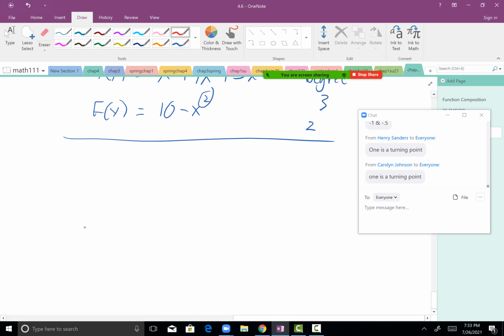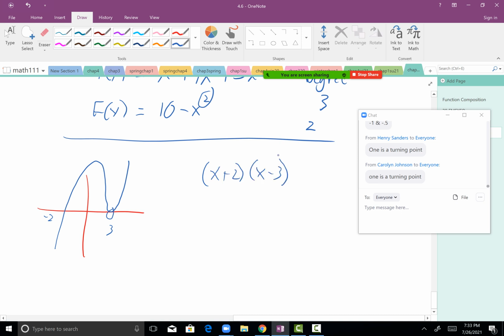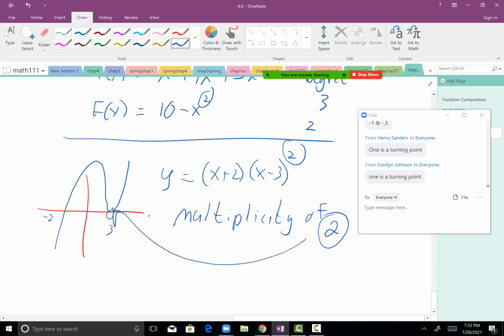So if we have a graph that looks like this, and it comes down and it touches, and let's say that that's at 3, we'll say this is at negative 2, then this would be x plus 2, x minus 3 squared. We say that has a multiplicity of 2, because of this power, and you're always going to get that turning point or bouncing off of there.